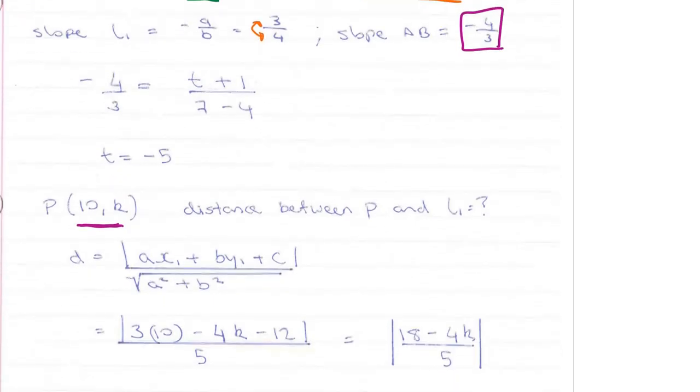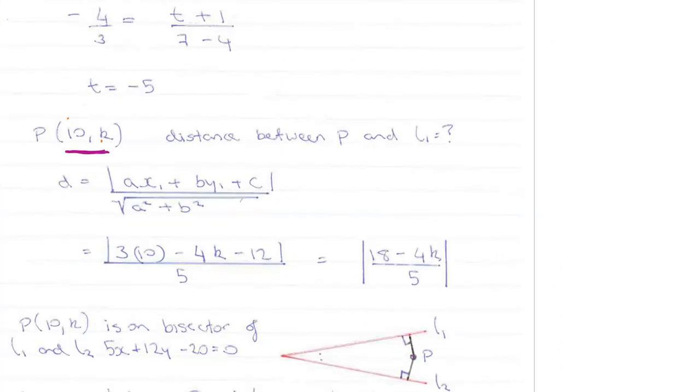So the distance formula is given by the coefficient of x in the line times the x value plus the coefficient of y in the line times the y value plus the constant in the line c, and it's the modulus of that value all over the square root of the coefficient of x squared plus the coefficient of y squared in the line.